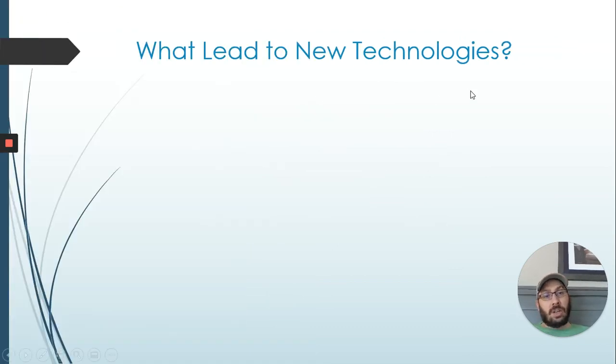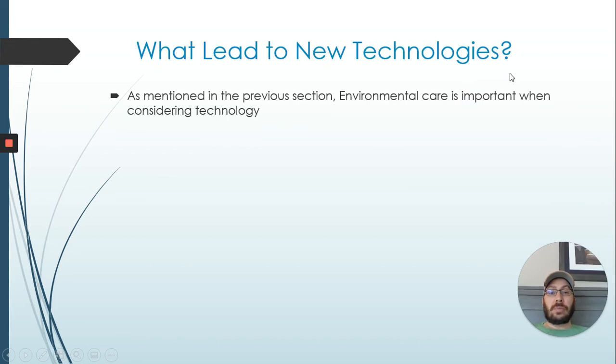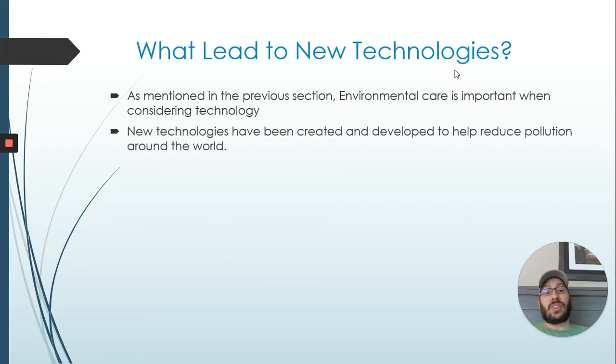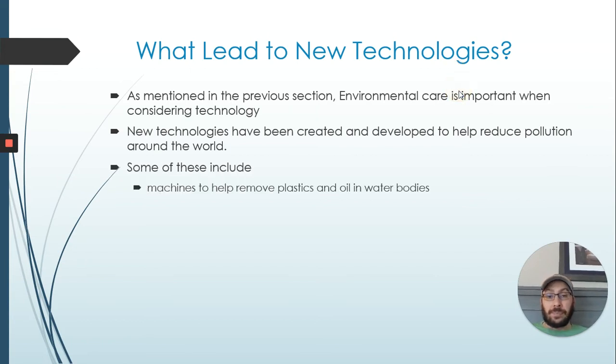What else led to new technologies? Almost done here, guys. As mentioned in previous sections, the environment is important when considering devices, considering technology. And when we're considering or creating new technologies, of course, we need to keep that environment in mind. I'm sure a lot of you can think about different devices that maybe you saw on YouTube or whatnot, where they're going around and helping the environment, robots helping the environment. There's one that I believe is in Australia.